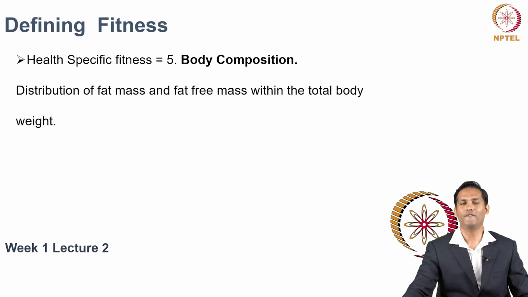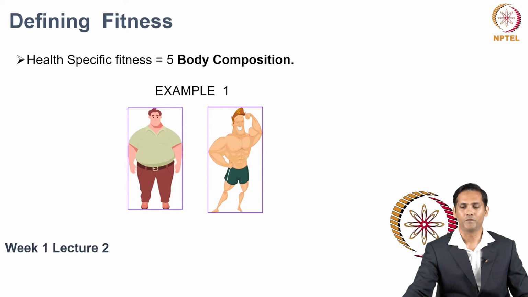The next health specific fitness is body composition. Body composition is defined as the distribution of fat mass and fat free mass within the total body weight. Here, this person has more fat and less muscle mass, and this person has more muscle mass and less fat. Now this distribution of fat mass is called body composition.